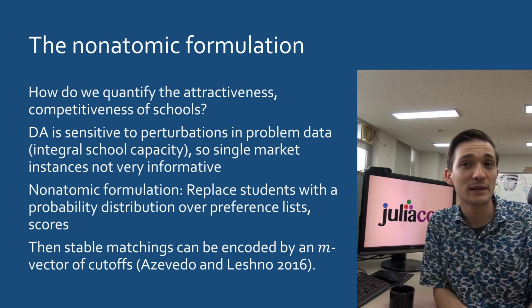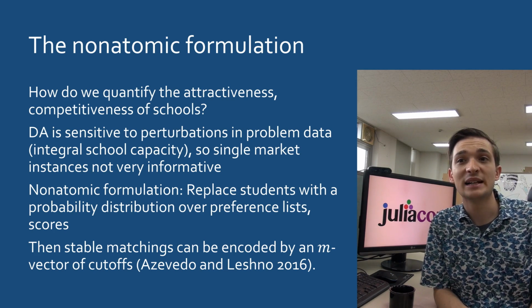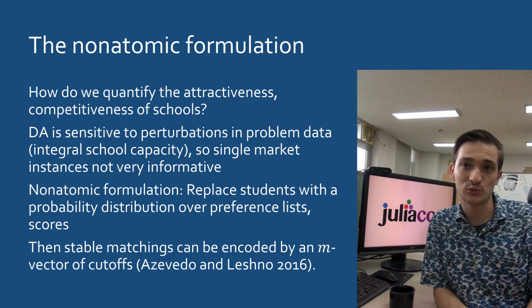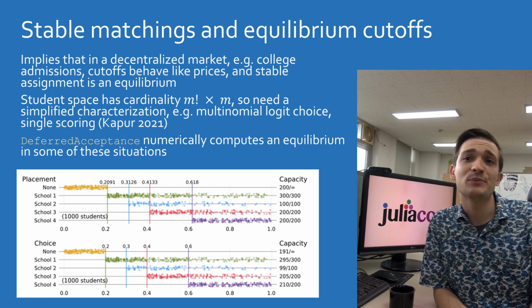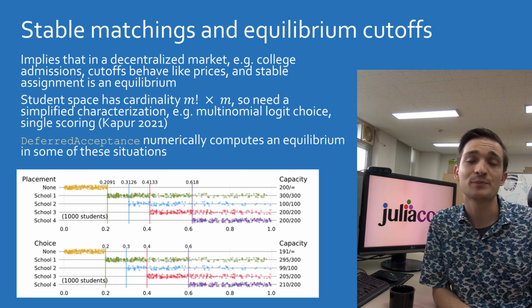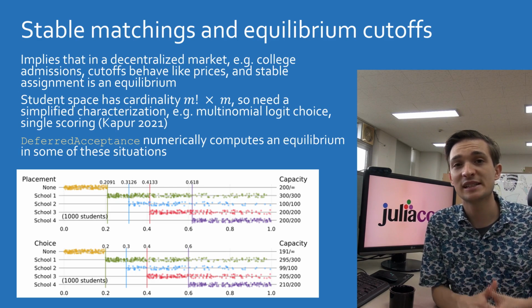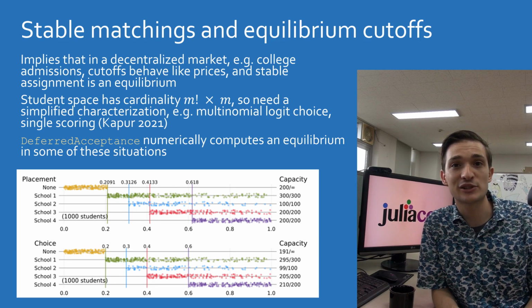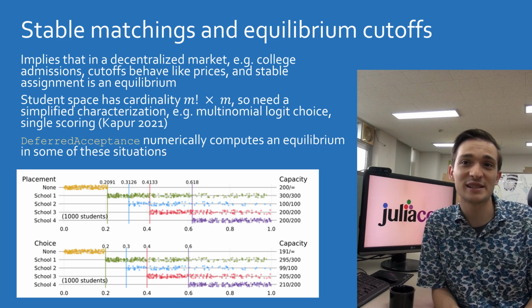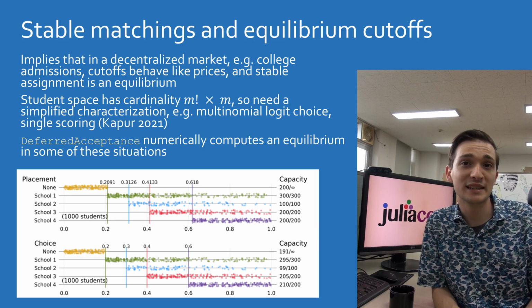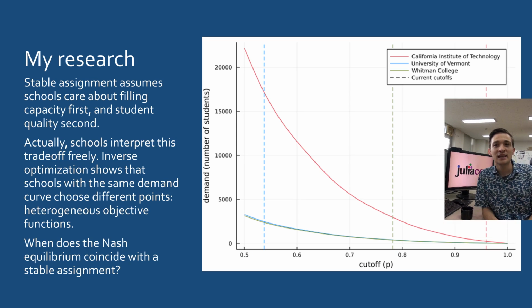In this case, stable matchings can be characterized uniquely by a vector of score cutoffs at each school. One downside is that the space of student types is very large. However, with some simplifying assumptions, we can compute the expected cutoff vector numerically using the tools of quantitative economics. And this functionality is a somewhat distinctive feature of deferred acceptance, and it's the one that leans most heavily on Julia's efficient compiler.